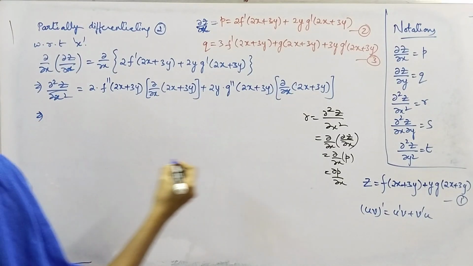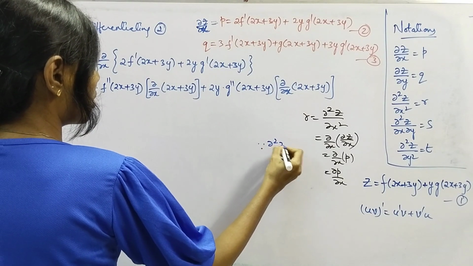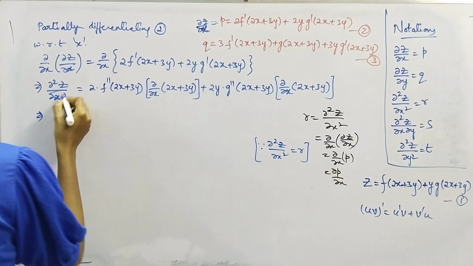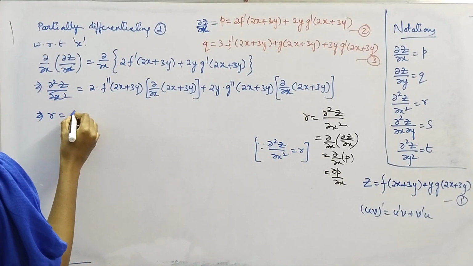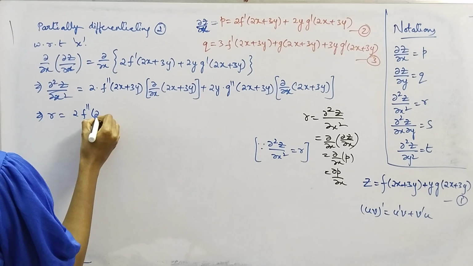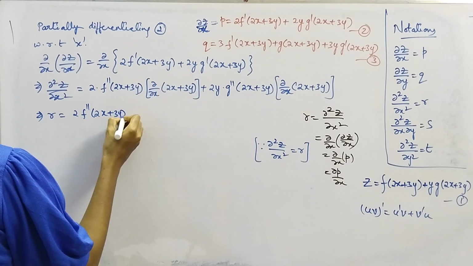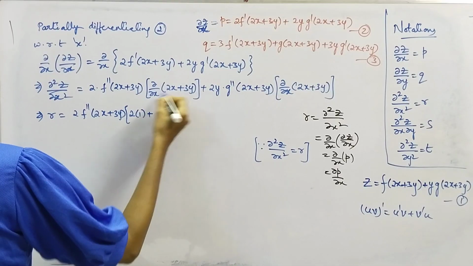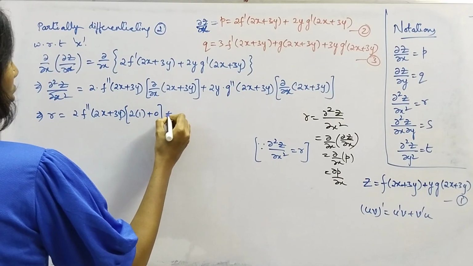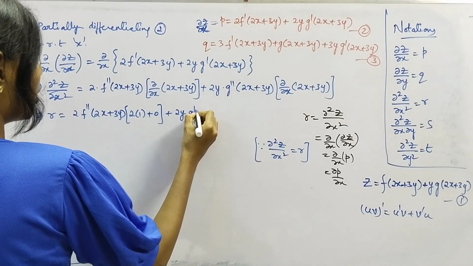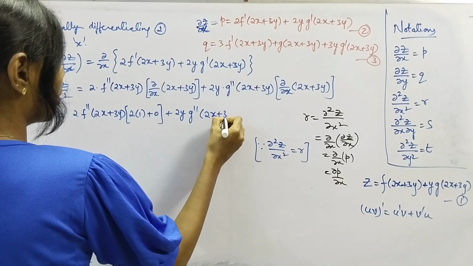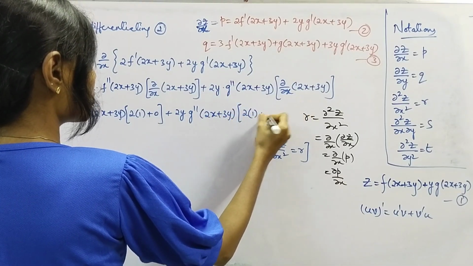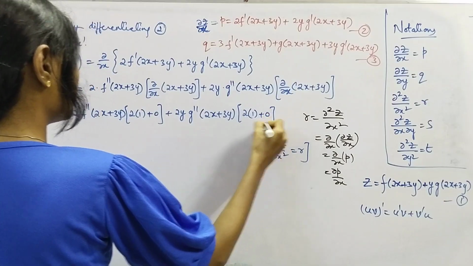This gives us, since ∂²z/∂x² equal to r, we'll replace it by r. We'll get r equal to 2 into f'' of (2x+3y) into 2 times the partial derivative of x with respect to x, which is 1, plus the partial derivative of 3y with respect to x, which is 0, plus 2y into g'' of (2x+3y) into 2 times the partial derivative of x with respect to x, which is 1, plus the partial derivative of 3y with respect to x, which is 0.